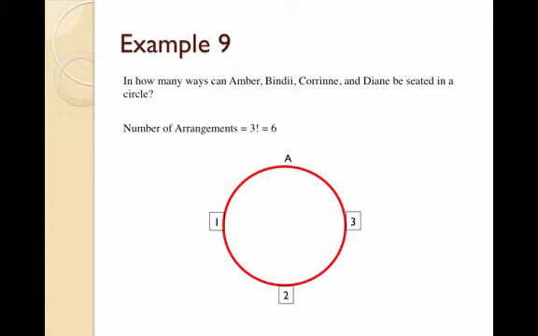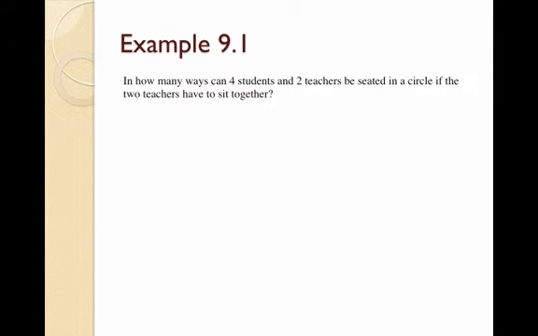Because we always lock in that first place and we actually don't count it in our multiplication, the rule for the number of arrangements in a circle is always going to be (n minus 1) factorial, where n is the number of objects in our circle. Let's look at another example.